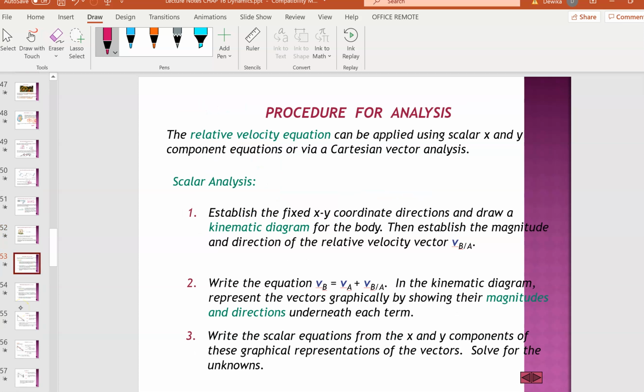Now, procedure for analysis. The relative equation can be applied using the scalar x and scalar y components via the Cartesian vector analysis. So we look at both scalar and also vector. You establish the xy coordinate, you draw the kinematic diagram, and then you write the equation. In the kinematic diagram, you represent the vectors graphically with the magnitudes and directions under each term, and then you write the scalar equation.